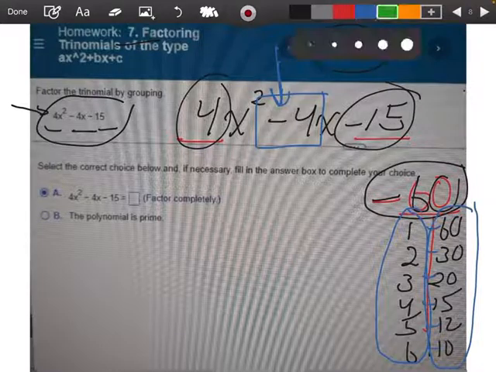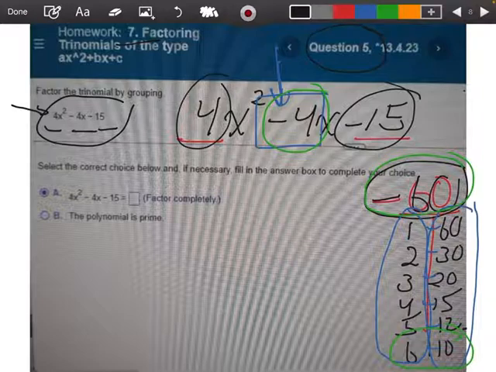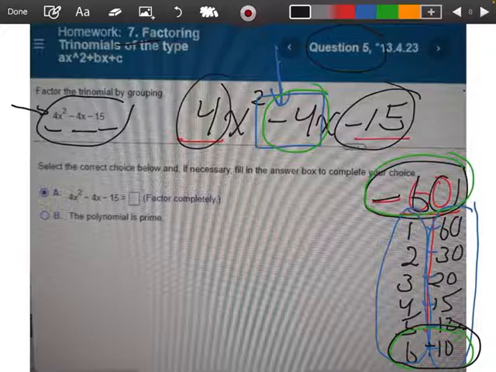Now, remember what grouping says: I'm going to look for the numbers that multiply to negative 60, but if I add them together, they give me a negative 4. Well, look at those numbers, 6 and negative 10. Let me use the black marker because it's probably easier. These right here. If I take 6 and negative 10 and add them together, I get that negative 4.